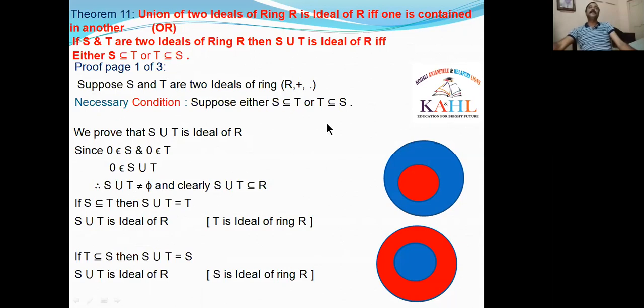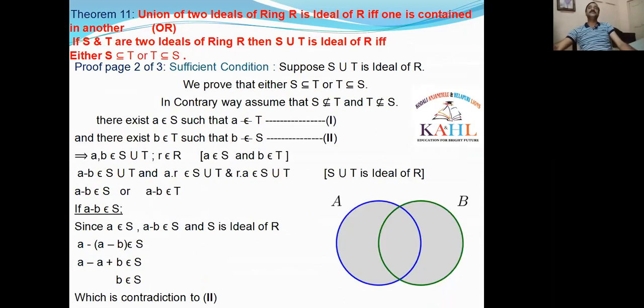I will now explain the sufficient condition. What is the sufficient condition? If S union T is an ideal of R, then we have to prove either S is contained in T or T is contained in S. In the contrary way, we assume that S is not contained in T and T is not contained in S. The proof for this sufficient condition is also the same as in subrings.